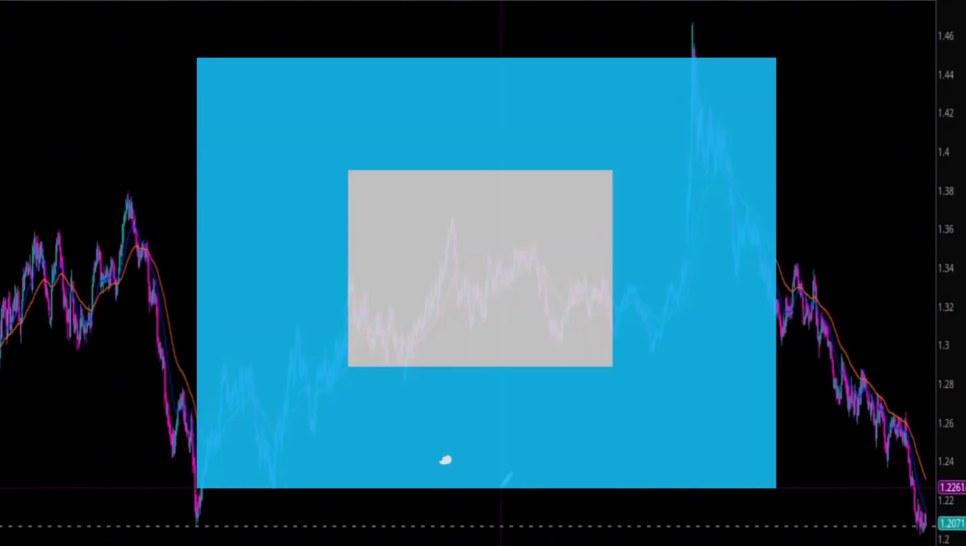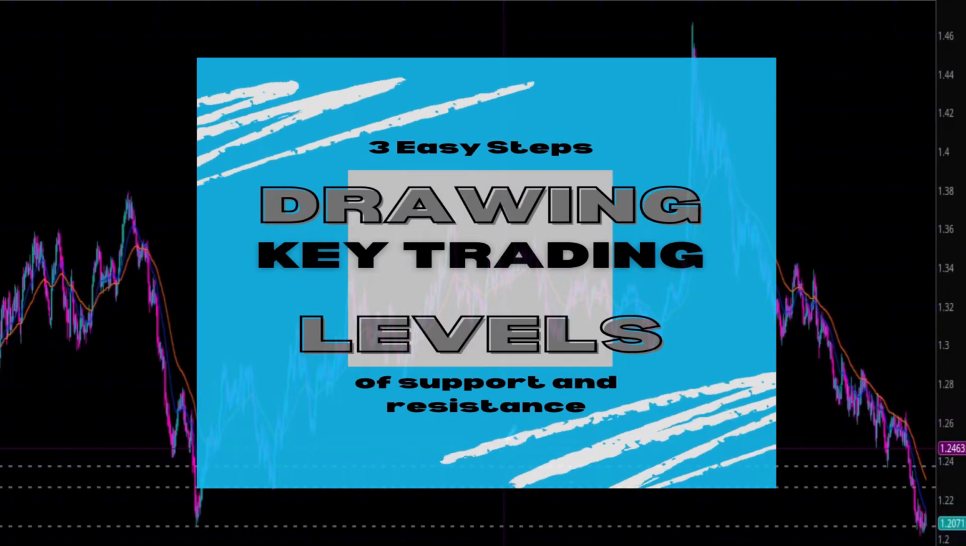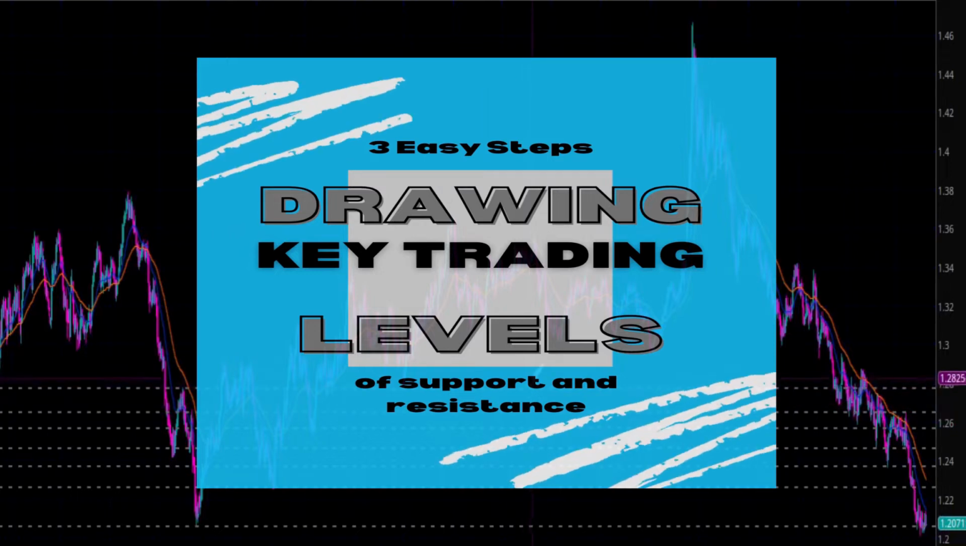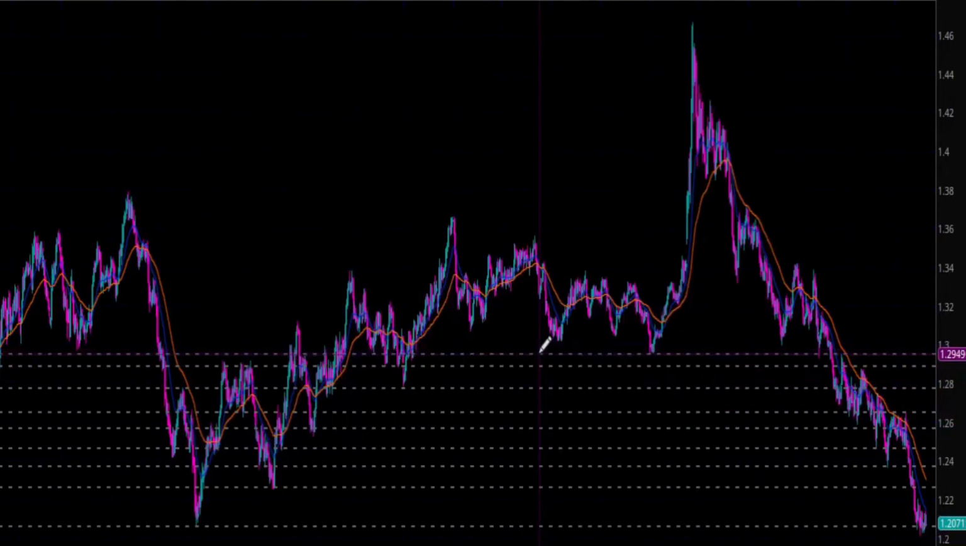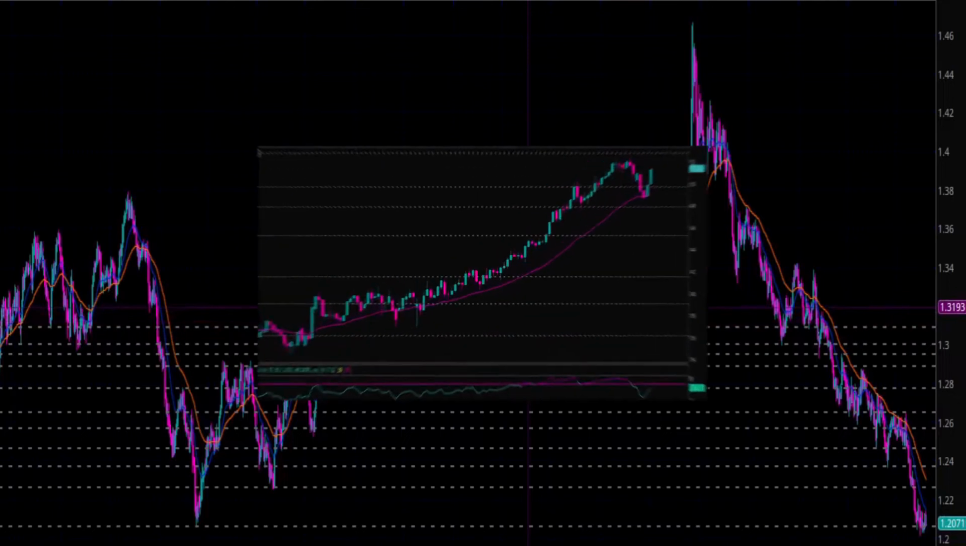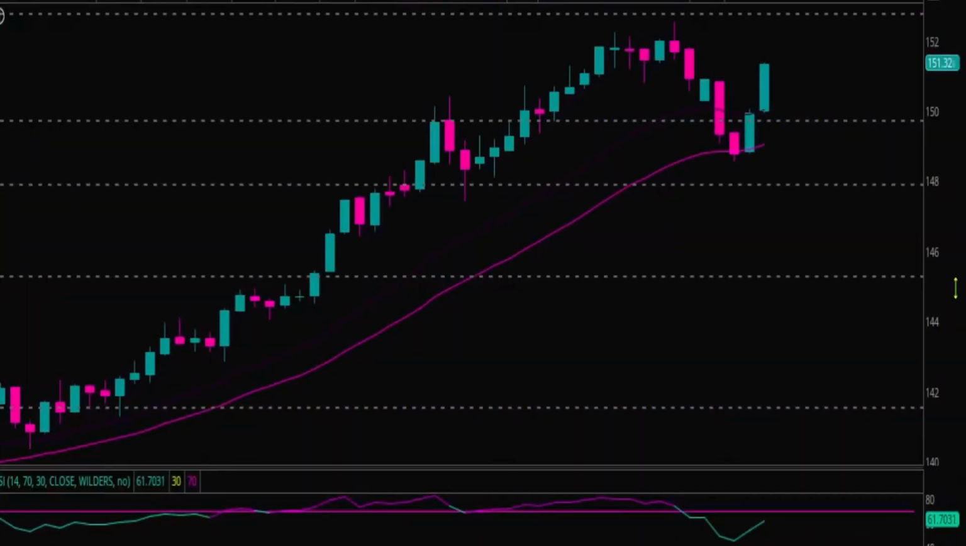3 easy steps to identifying key trading levels of support and resistance. In this video, we are going to cover the basics of how to properly draw key trading levels of support and resistance, as well as how to trade off those levels using your own moving average pullback strategy.